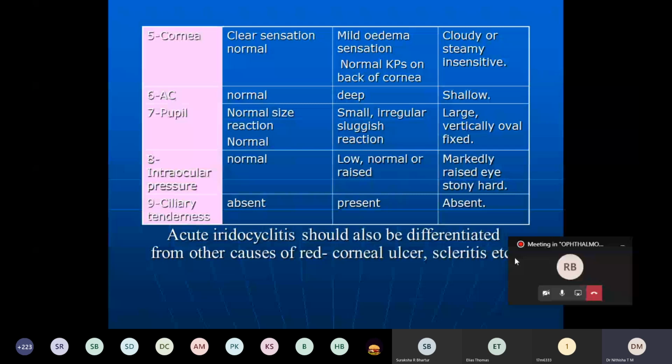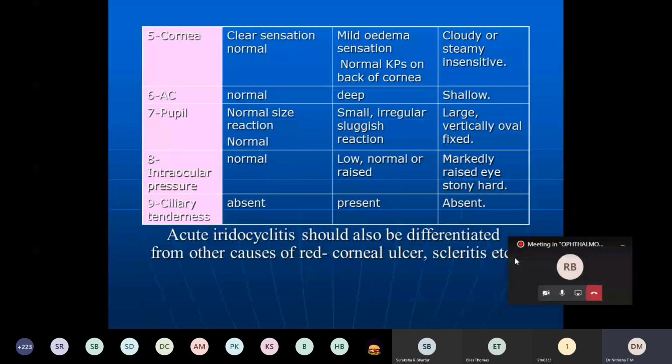IOP is always normal in case of conjunctivitis. IOP can be low, or it can be very high, or it can be normal in cases of iridocyclitis. It is always markedly raised, stony hard, in cases of glaucoma.